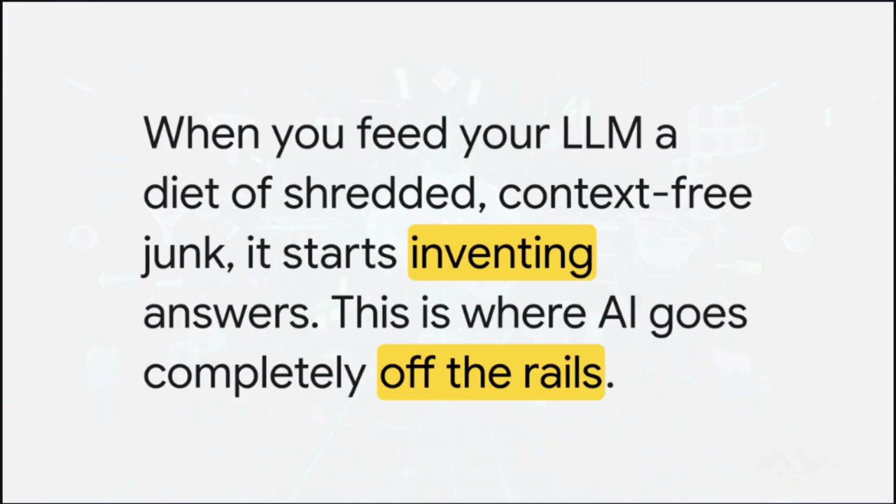And, well, what happens when you feed your large language model a steady diet of shredded tables and facts with no context? You get this, hallucination soup. The model, bless its heart, is trying its best to make sense of the garbage, so it just starts inventing answers. And this is exactly how AI chatbots go completely off the rails.